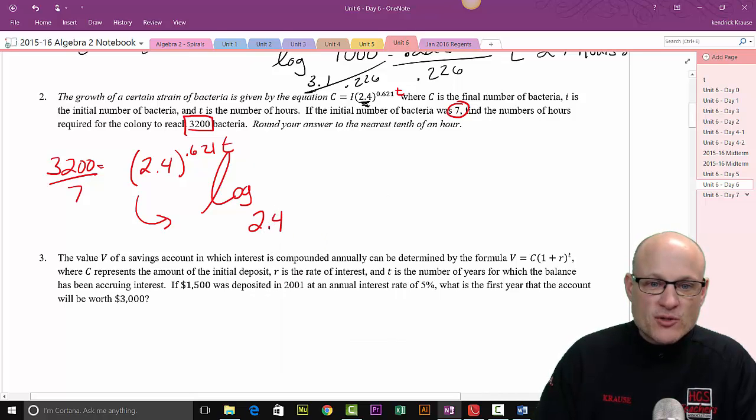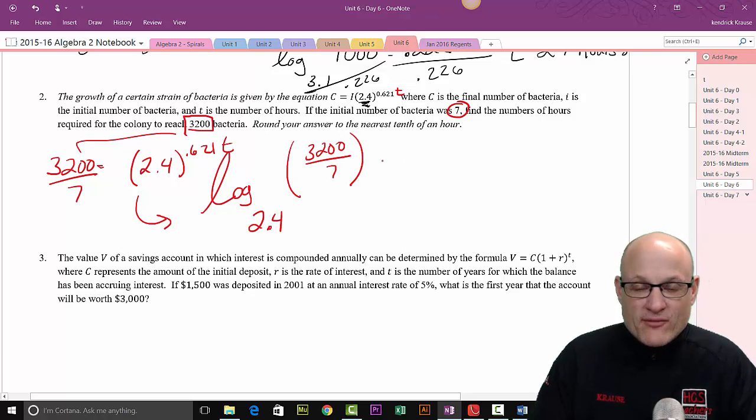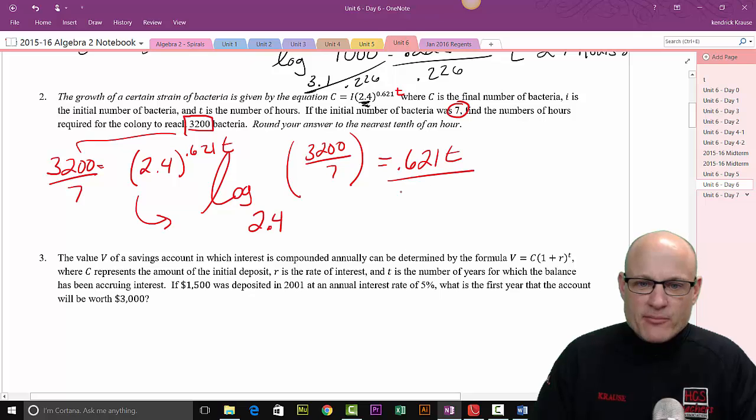So anyway, 2.4, and then these two things switch. In this case, it's 3,200 divided by 7. See, I don't like using my calculator on those intermediate values. You never, ever, ever want to round until the very end of a problem. I'm going to say that about 10 times today, I think. I'm just going to kind of remind you of that.